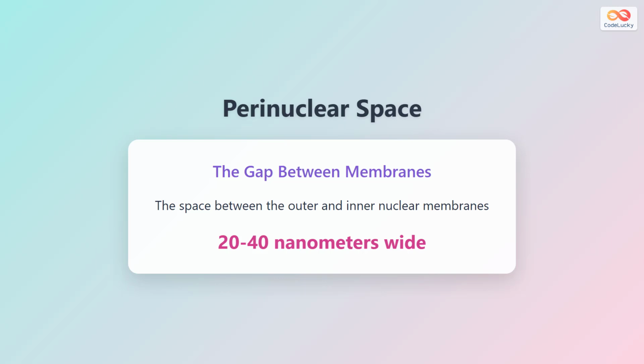Between the outer and inner nuclear membranes lies the perinuclear space. This gap is remarkably narrow, measuring only 20 to 40 nanometers wide. Despite its small size, this space plays important roles in protein modification and cellular signaling.